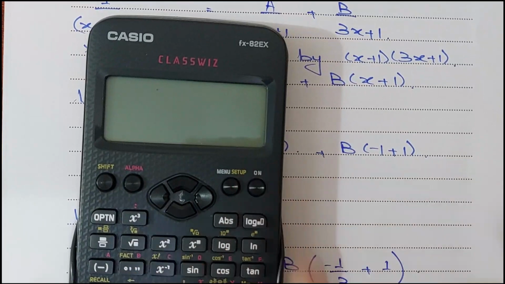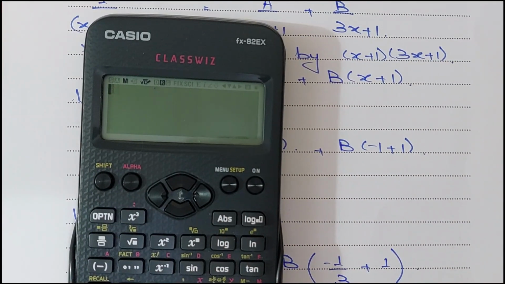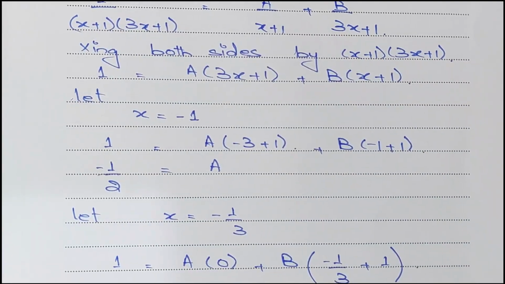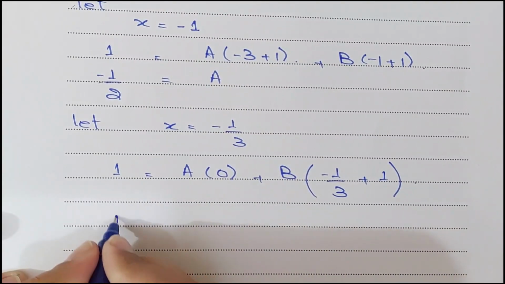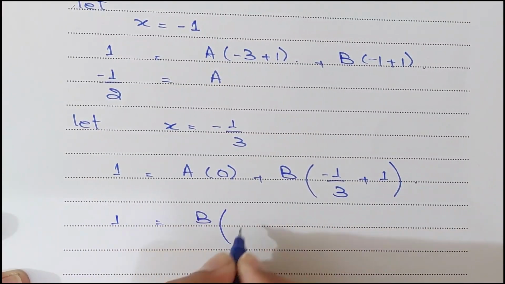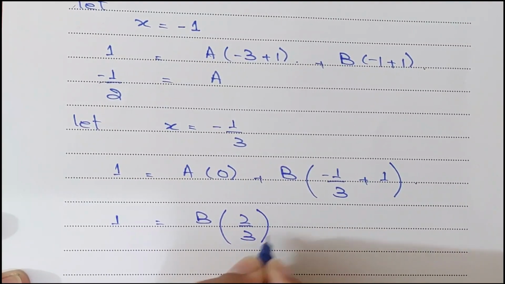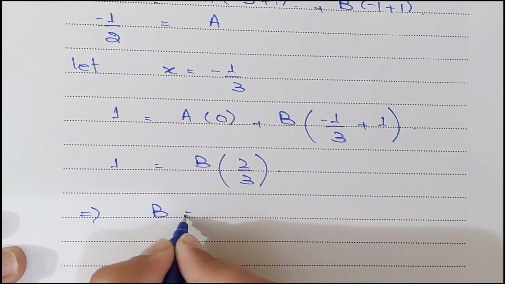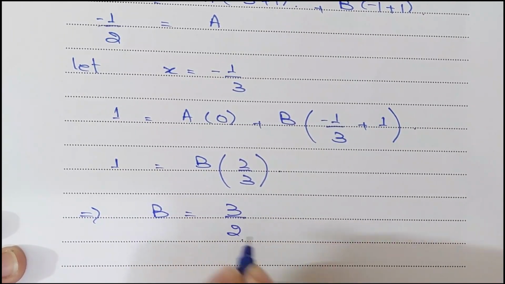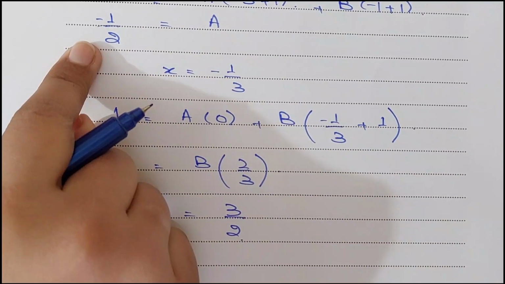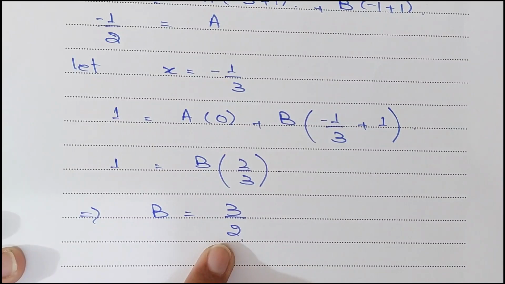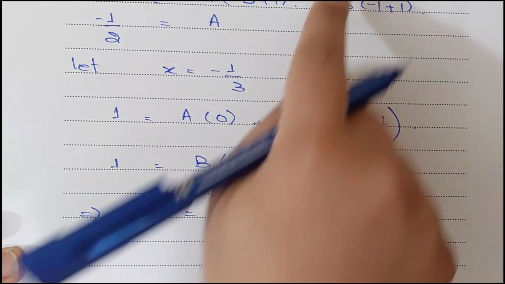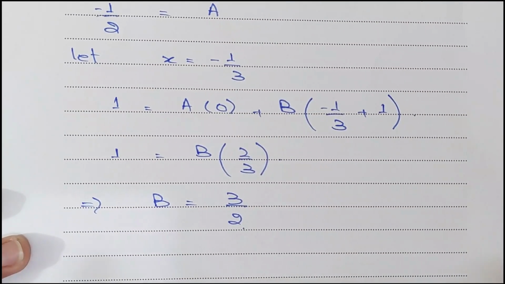Okay, so what is 1 minus 1 divided by 3 plus 1, which is 2 by 3, right? So we have 1 equals b into 2 by 3. So what is b? The reciprocal of 2 by 3 on the other side. So from here b is 3 by 2. So we have the a value, which is 1 minus 1 by 2, and the b value is 3 by 2. Let me substitute that value into the partial fraction, right?